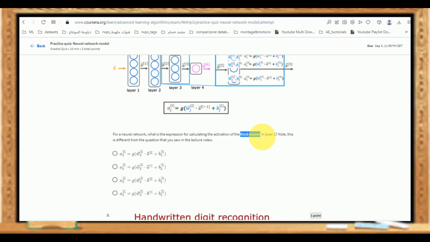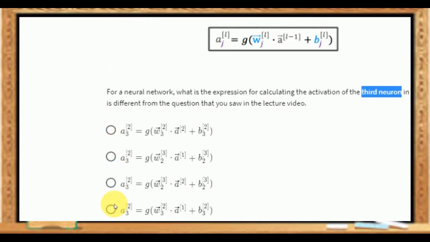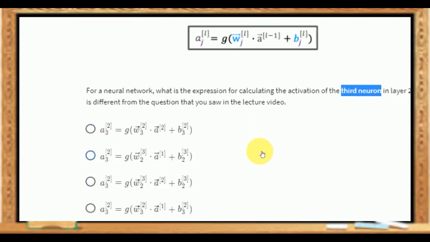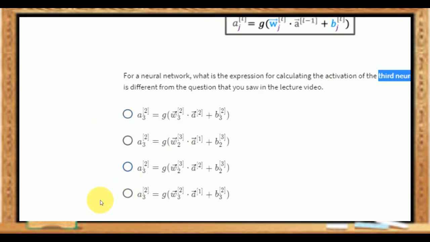The third neuron, all of this is third neuron, but I want layer number 2. Correct answer is this. Third neuron, second layer. Third neuron, second layer. And second layer has activation function 1.